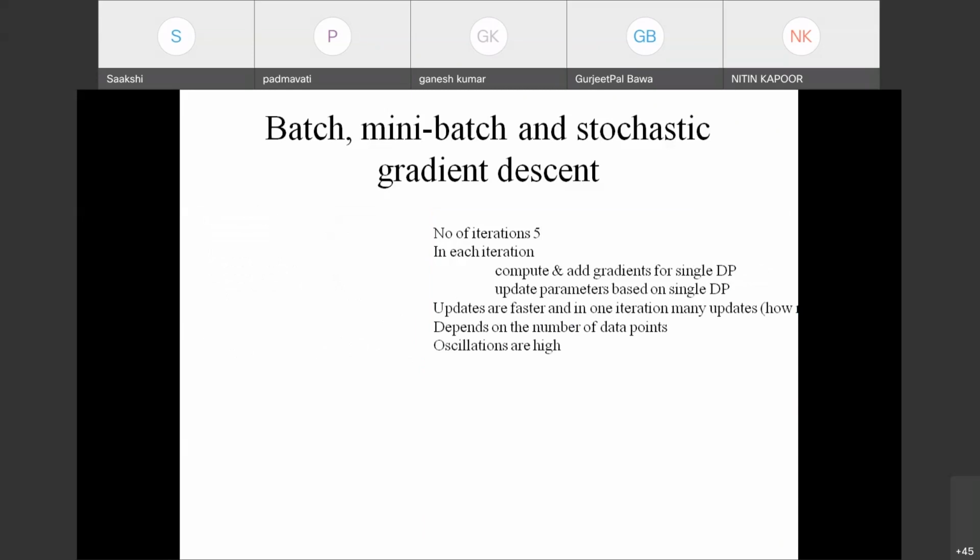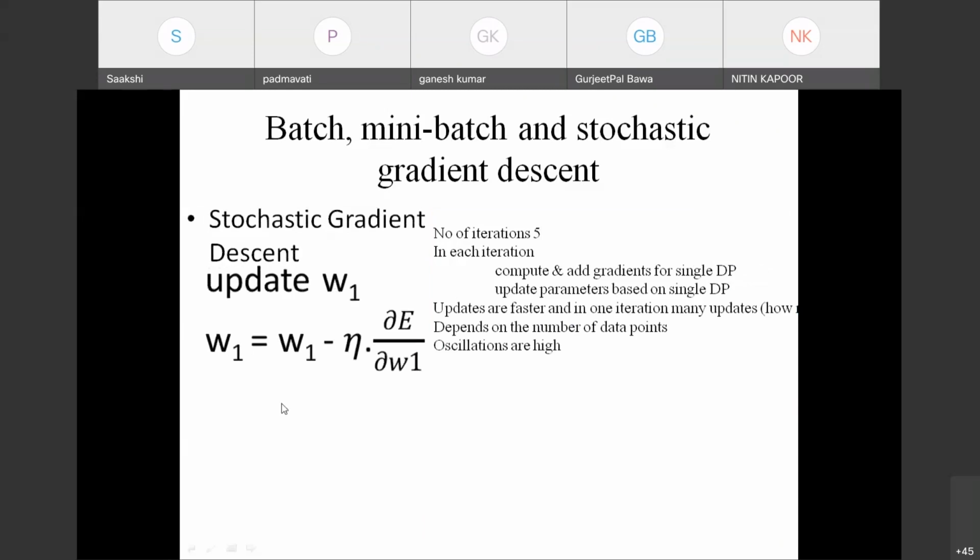Again, based on the gradient, compute the gradient, and based on this particular formula, you need to update the parameter. Again, I will choose the next data point, compute, and update. Hence, updates are faster. In one iteration, we are performing many updates.